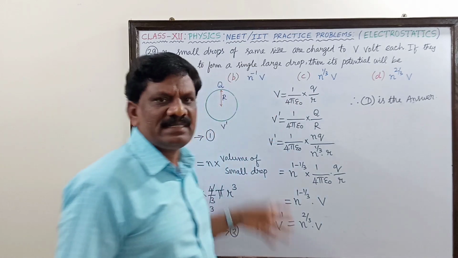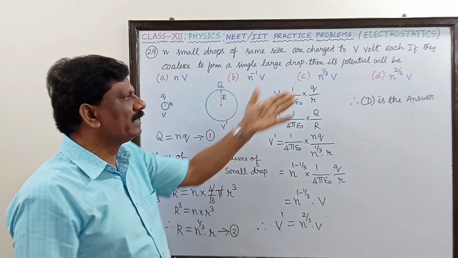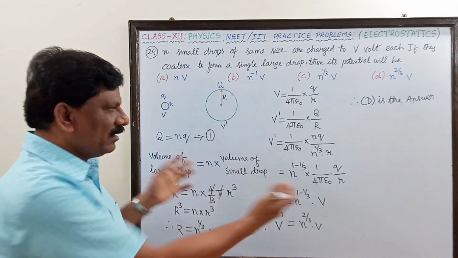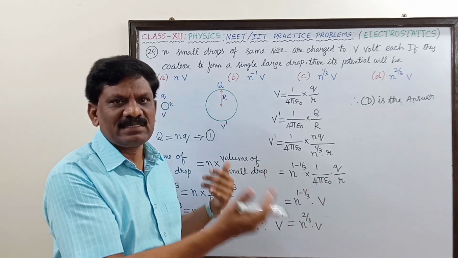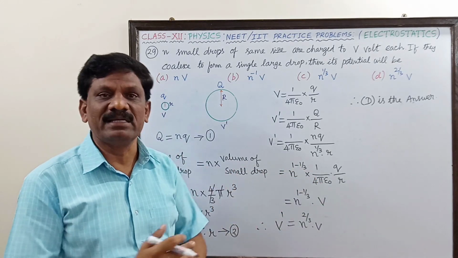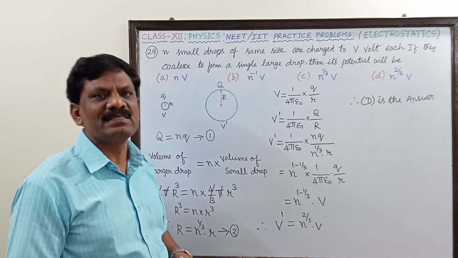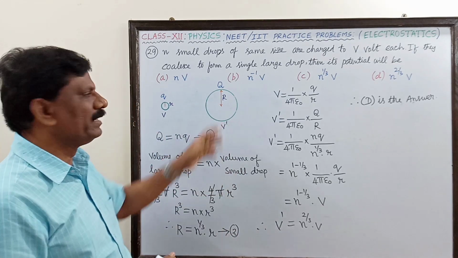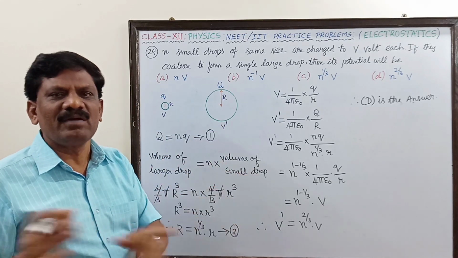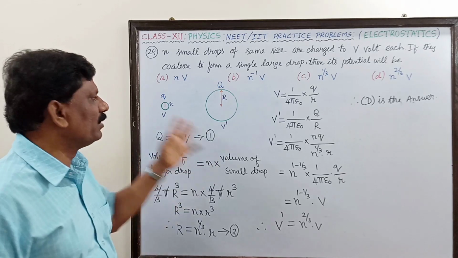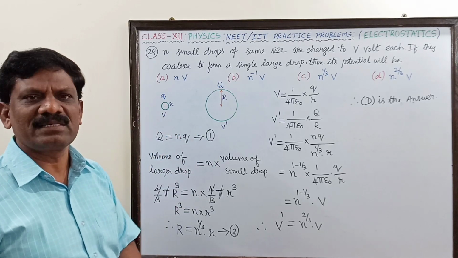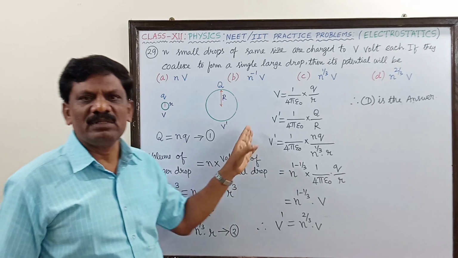So step by step, if you proceed, you can get the answer. The reverse of this problem they may ask in the competitive exam. What is the reverse of this? A larger droplet is broken into n number of small droplets, then find the potential V. Like that also they may ask. I hope you have understood this well. Fine.